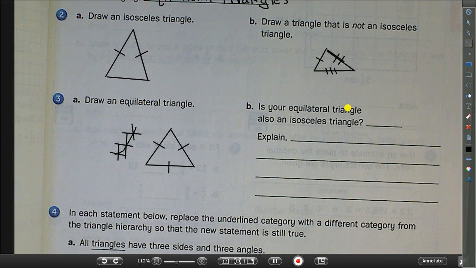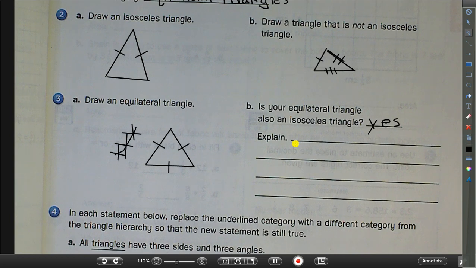All right, part B. Is your equilateral triangle also an isosceles triangle? There's a couple ways we can answer that. Yes, it is. It's how we could explain it. We could state that equilateral triangles are a subcategory of isosceles triangles. So, yep, they're the same.